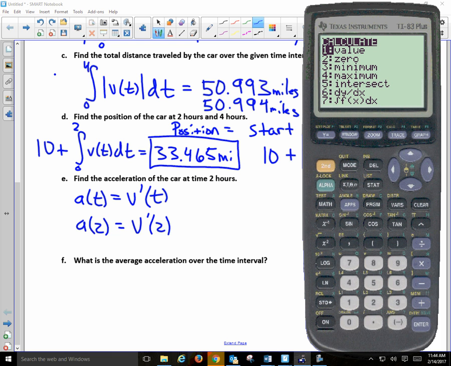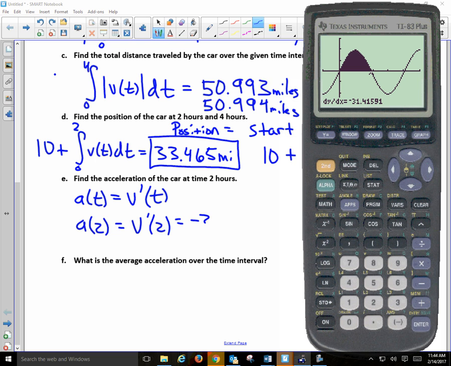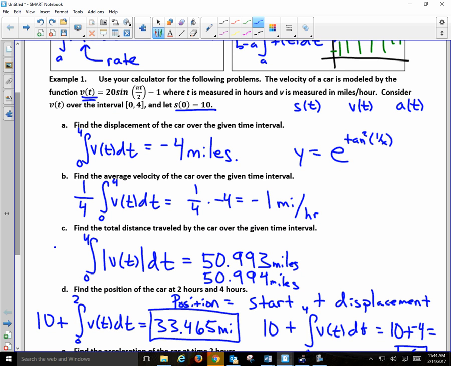Which one here means derivative? 6. So take the derivative at time 2, and I get negative 31.416. What is my measurement in miles per hour squared? Acceleration is squared. So position would be miles. Velocity would be miles per hour. And acceleration would be miles per hour squared.